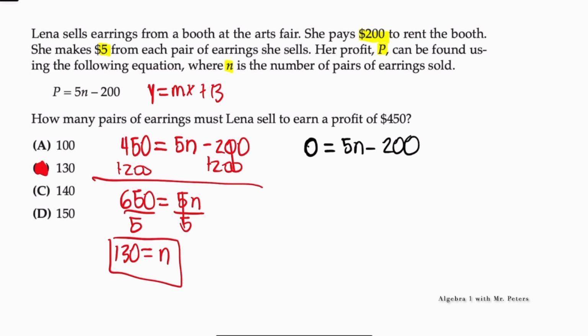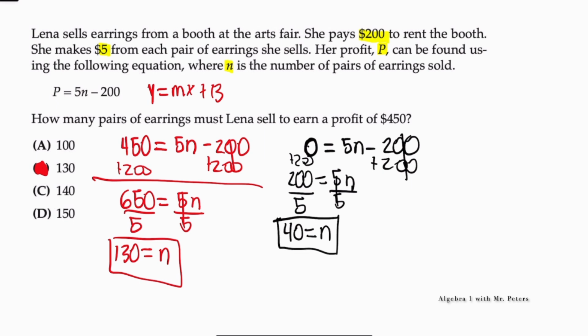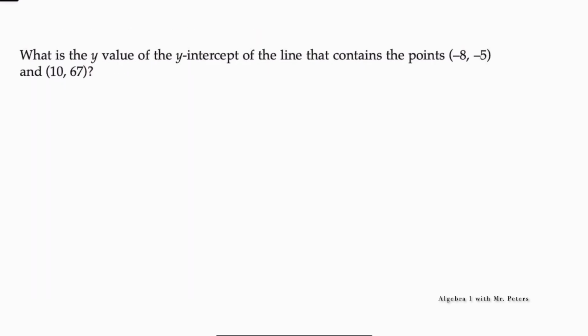0 is equal to 5n minus 200, because after we pay booth rent, we don't have any more money. So we move 200 to the other side. We have 200 is equal to 5n. And after we divide by 5, we know that n is equal to 40. So we know the minimal amount of earrings she could sell to stay profitable and make sure that she covers booth rent is 40.